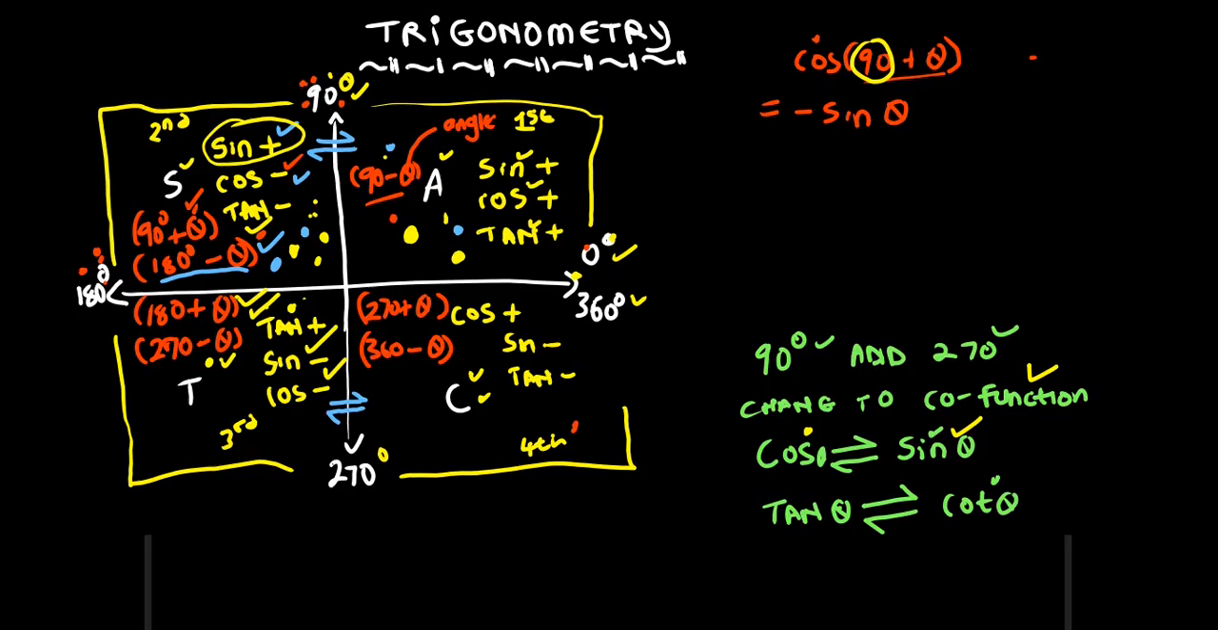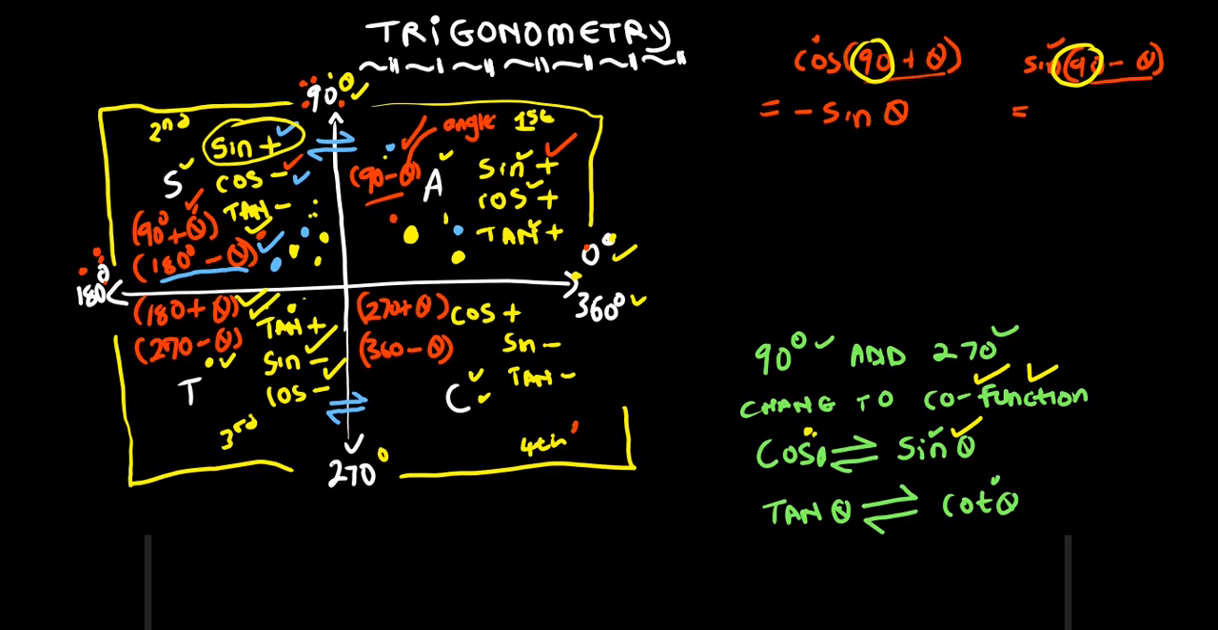Let's do another example for understanding. Let's say we have sine of 90 minus theta. We look for 90 minus theta. Do we have 90 minus theta on the first quadrant? Yes, we do. And here we have sine. Is sine positive or negative on the first quadrant? All of them are positive on the first quadrant. It means our answer is going to be positive.